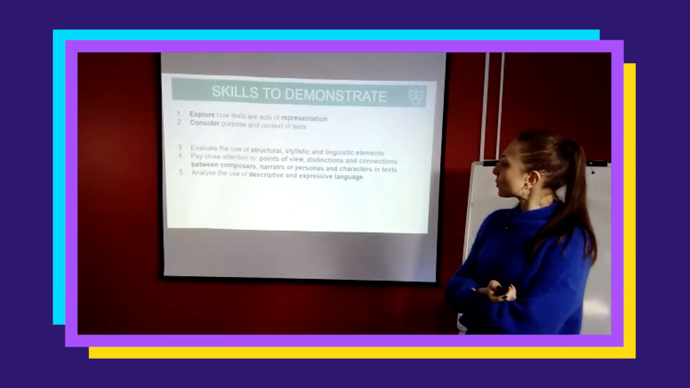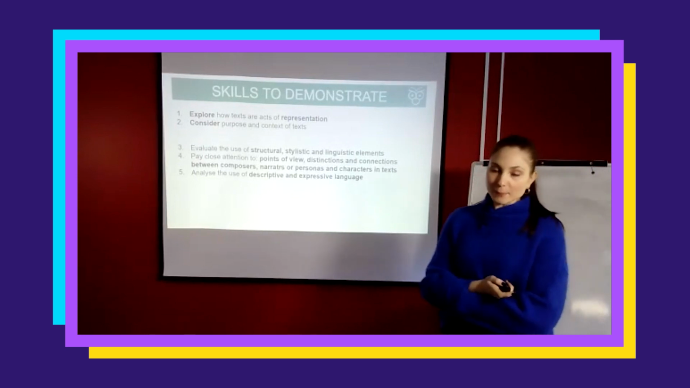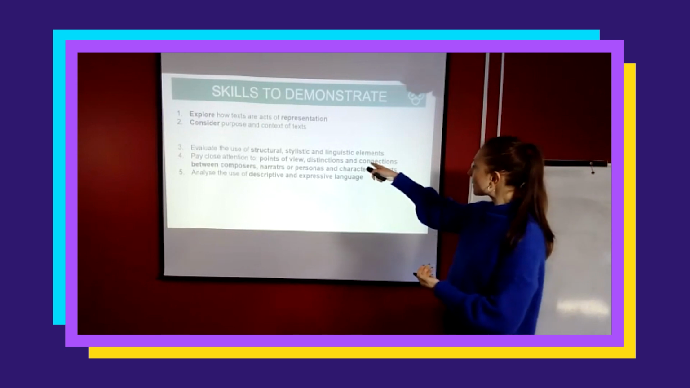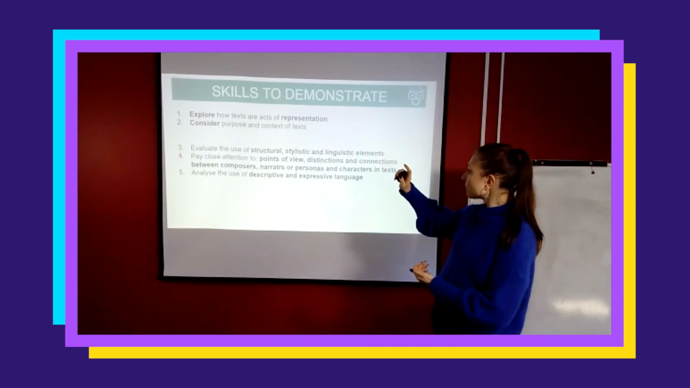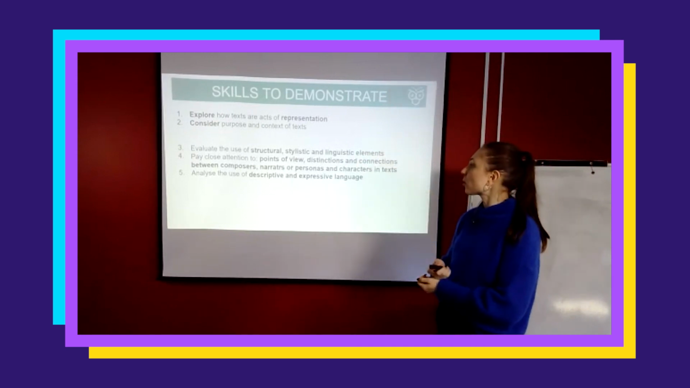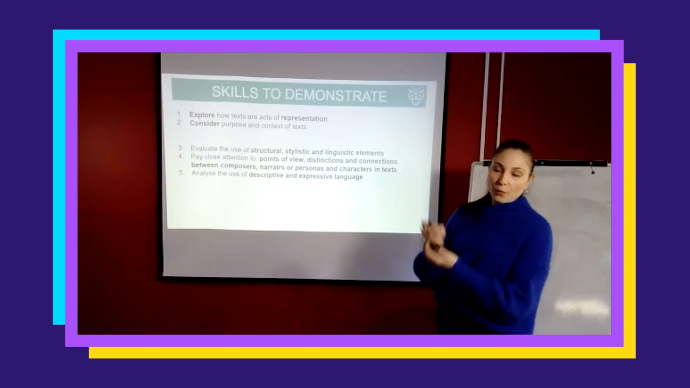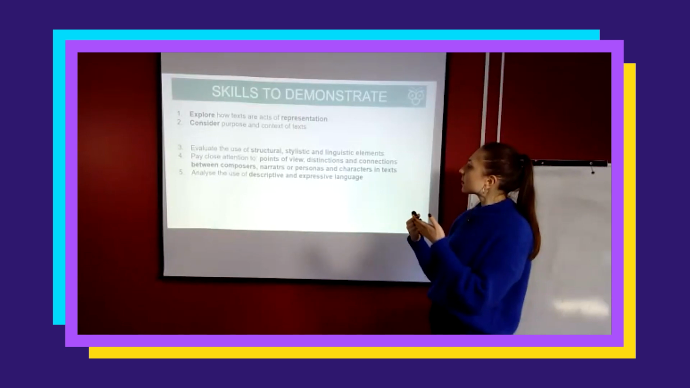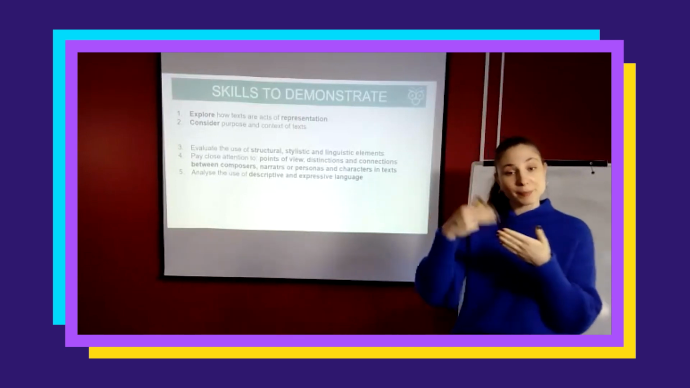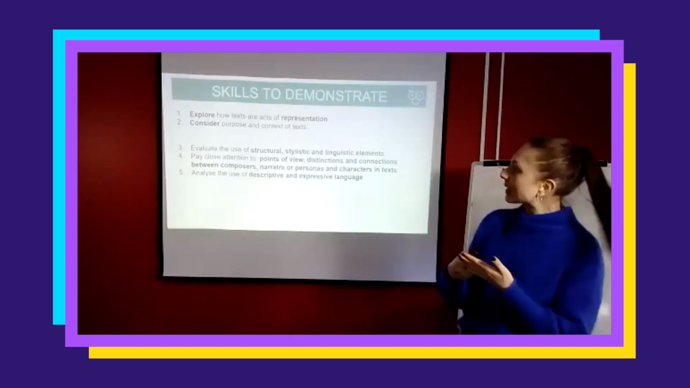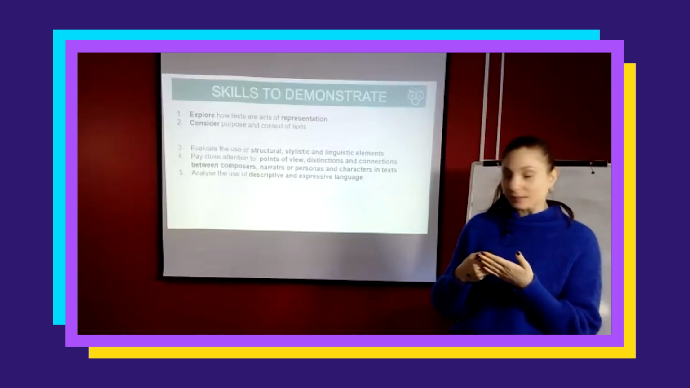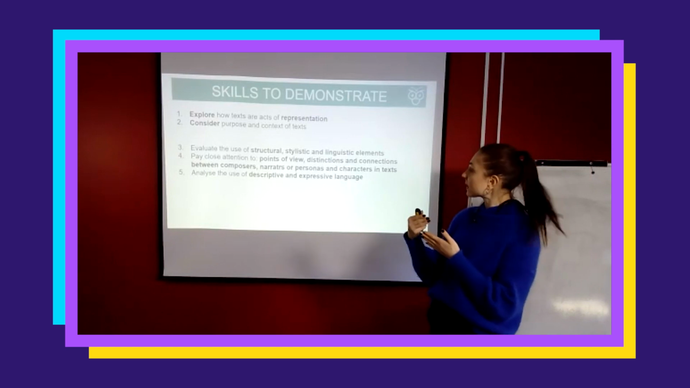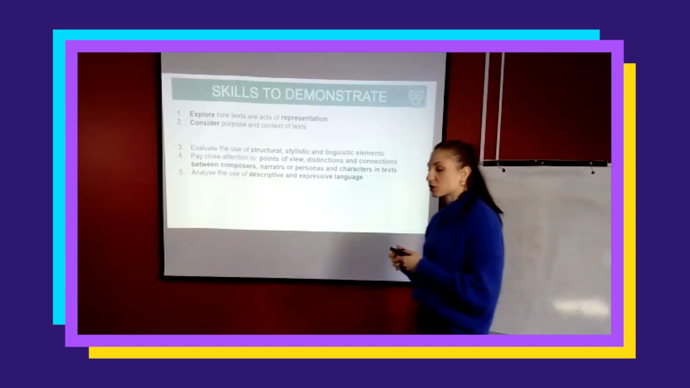Moving on to skills. So we've dealt with concepts. These are taken from marking criteria. Explore how texts are acts of representation and consider the purpose and context of texts. So that's what the background is behind you doing comprehension. The marker is considering how has the student analysed representation within the text, and have they balanced that analysis with the consideration of the purpose, the authorial purpose, and perhaps the context in which the text has been written.